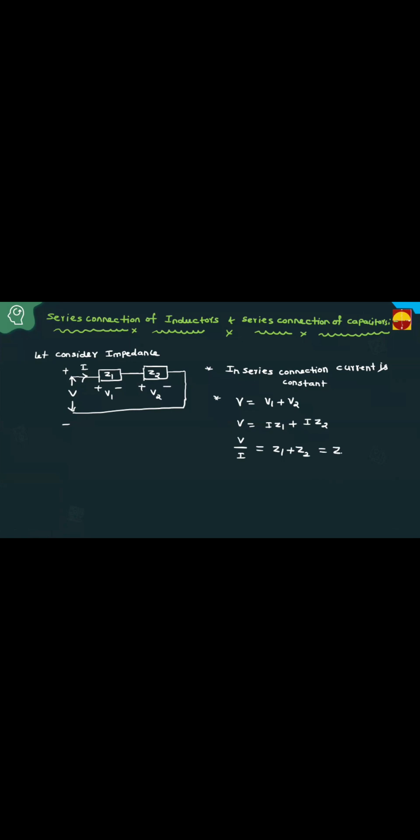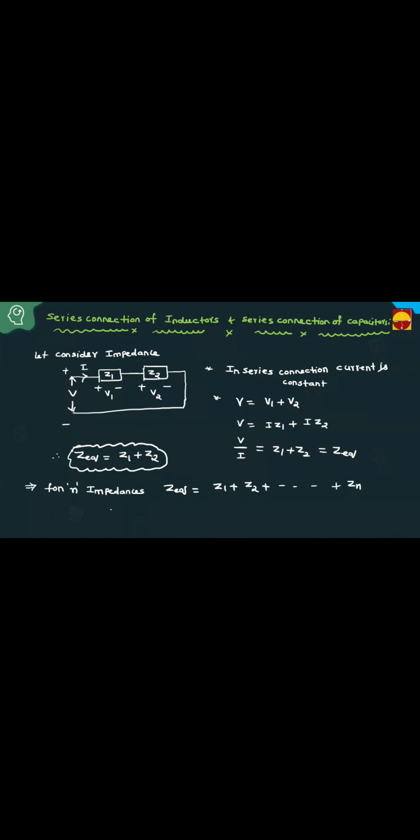This is equal to Z equivalent. Therefore, what is it in the series connection? Z equivalent equal to Z1 plus Z2. For n impedances, if n impedances are connected in series, what is Z equivalent equal to, friends? Z1 plus Z2 plus, and so on, plus Zn.